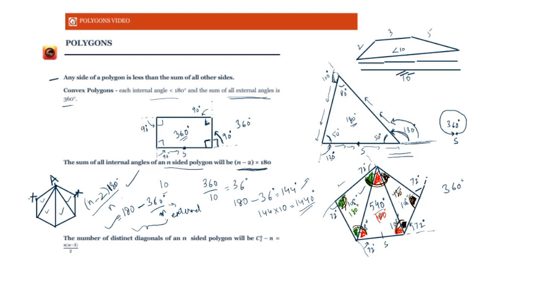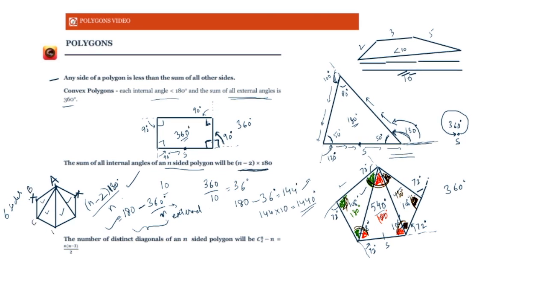Okay, now the number of distinct diagonals of an n-sided polygon. So in fact, how many diagonals can we make? Look, we discussed a hexagon over here. We said that the hexagon has 6 sides, right? And we took A as one of the vertices there. So we can say A, B, C, D, E, and F are the 6 vertices of the hexagon.